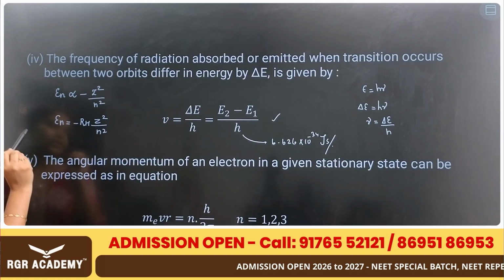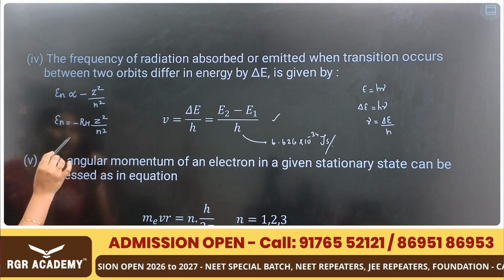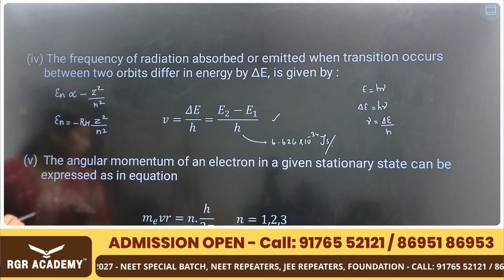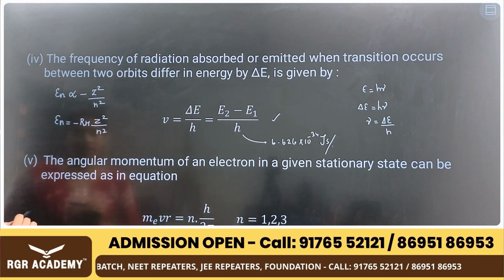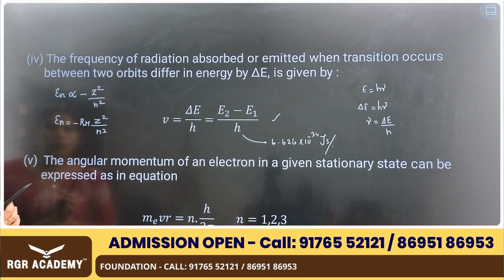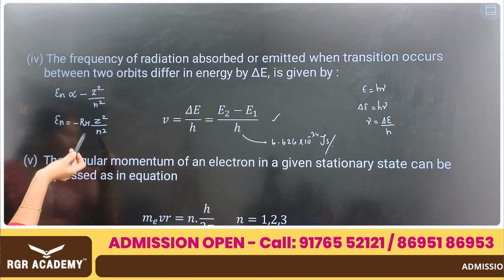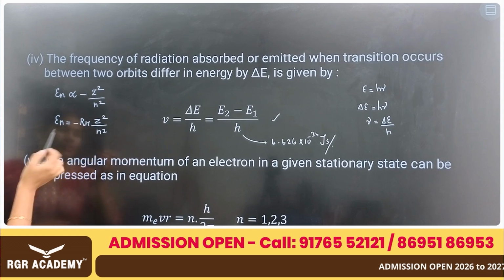So RH is called Rydberg's constant. Clear? So if we want to calculate the energy in joules, we can substitute 2.18 into 10 to the power of minus 18. If we want to calculate in kilojoules, we can take 1312 kilojoule, right? So like that we can change the RH. If you want to calculate in electron volt, we can take 13.6 electron volt.